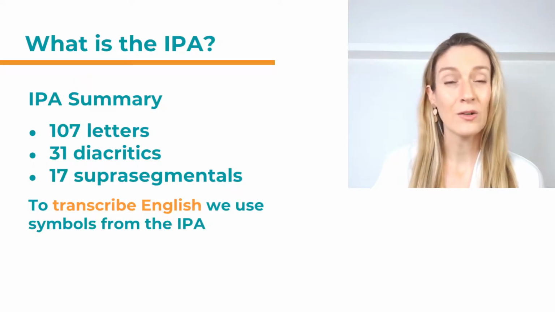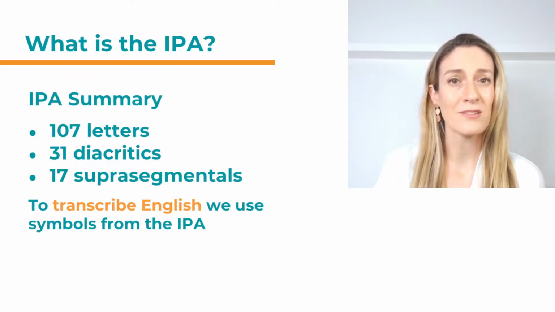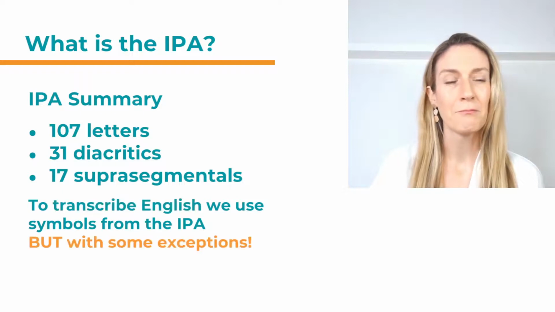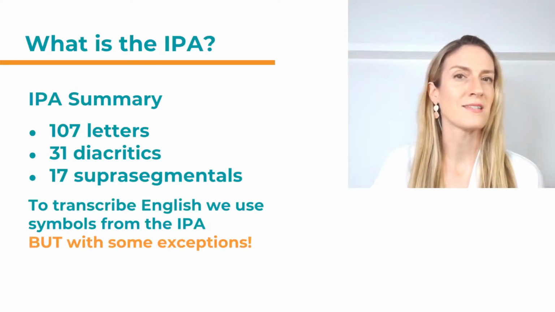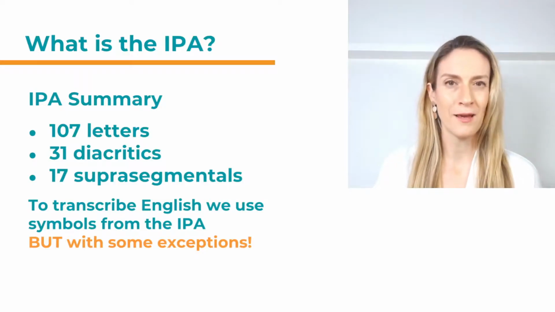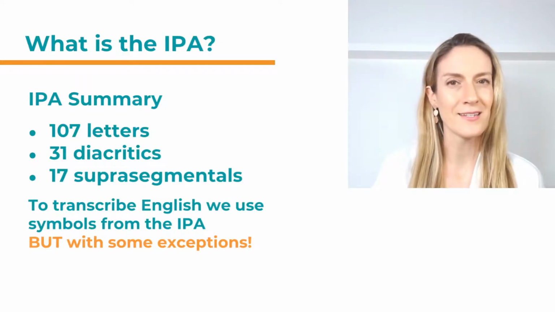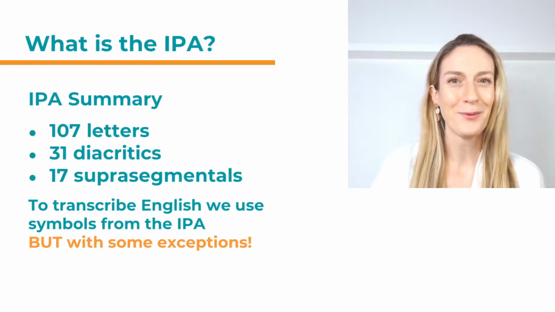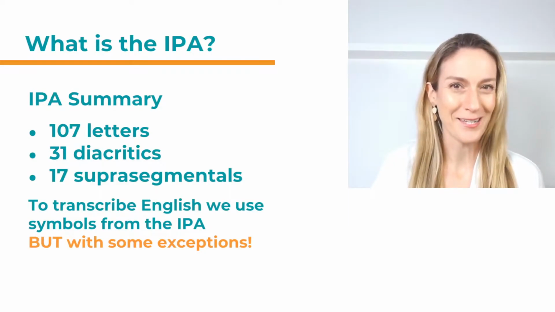So we take quite a lot of the symbols from the IPA to combine them and to show the consonant and the vowel chart of English. But there are sometimes some exceptions. You think, why are there exceptions? Wasn't the idea to standardize this? Yes, but unfortunately, you know, people sometimes like to change things a little bit.